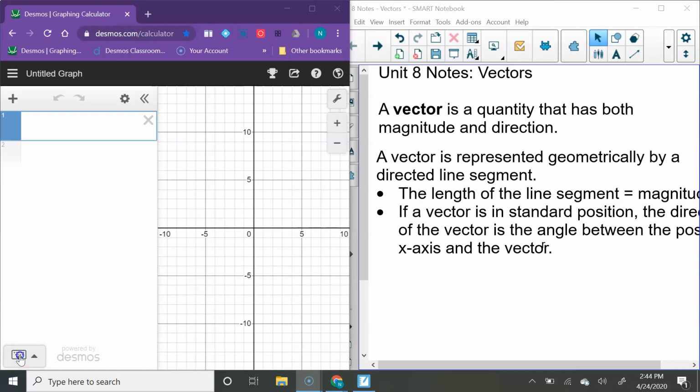Okay, this week we're going to look at Unit 8, which is vectors. I'm not going to go nearly as in depth as I normally would if we were in class. We're going to stick with the more simple vectors, but it ties right in with the trig that we're using. It's also very helpful if you are going to take physics at any point.